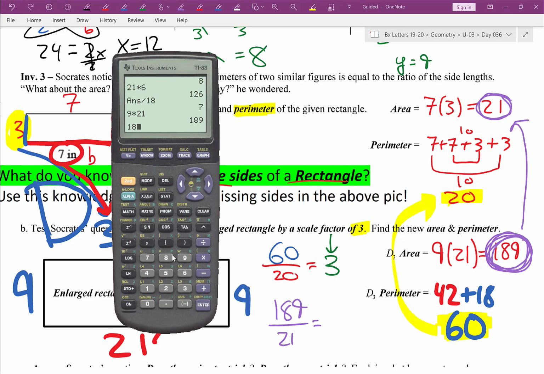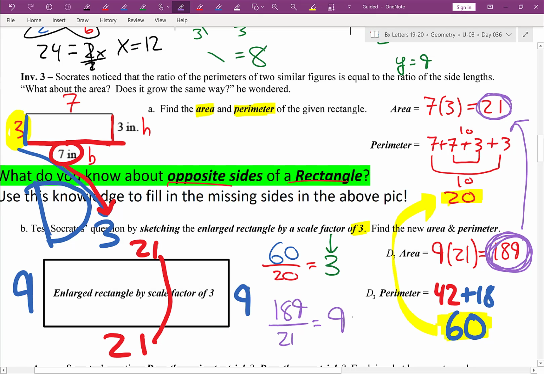You might be asking yourself, how do you know you're going to get 9, Mr. Elias? Are you doing mental math in your head? No. I know how area grows. I know it has to be 9. You might be saying, well, why did the area not get multiplied by the scale factor of 3?